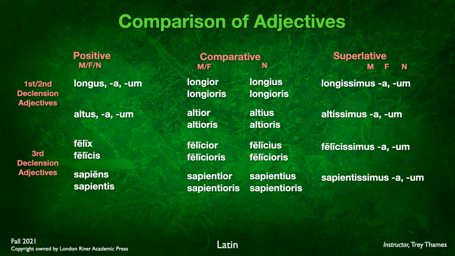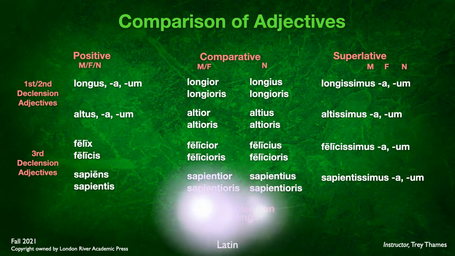Drop the -is in the genitive to get the stem, so sapient-. For the comparative masculine and feminine, we have sapientior, and the genitive sapientioris. For the neuter, again, we add the stem to -ius, so it's sapientius, and then in the genitive back to -ior, so sapientioris. And then in the superlative, of course, sapientissimus, -a, -um.